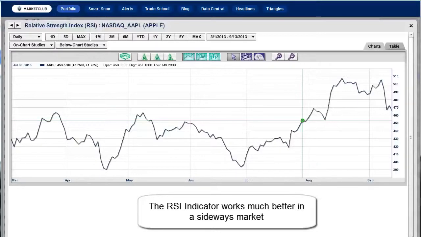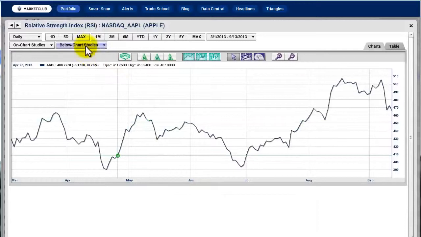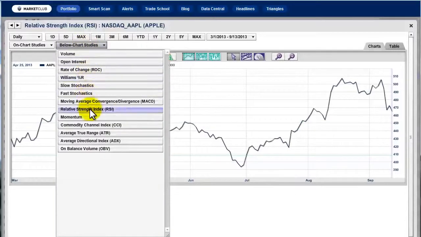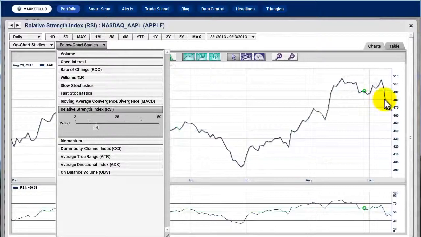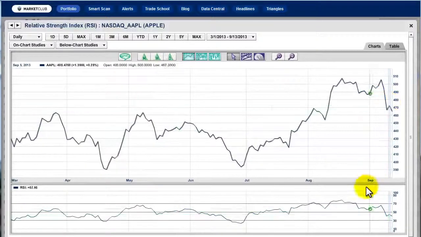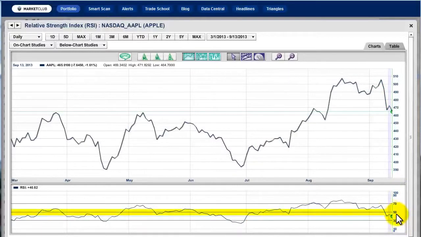So the first thing you want to do is put on the RSI indicator. We go to our below chart studies, and we go down to the relative strength index, RSI, and just click it once, and then just click off the chart. It closes that window. As you can see below the chart, you have several lines and an oscillator that's going between those lines. Now the highest line is 100 and the lowest is 0. The midpoint is 50, of course, and you have the 70 and 30 marked out.